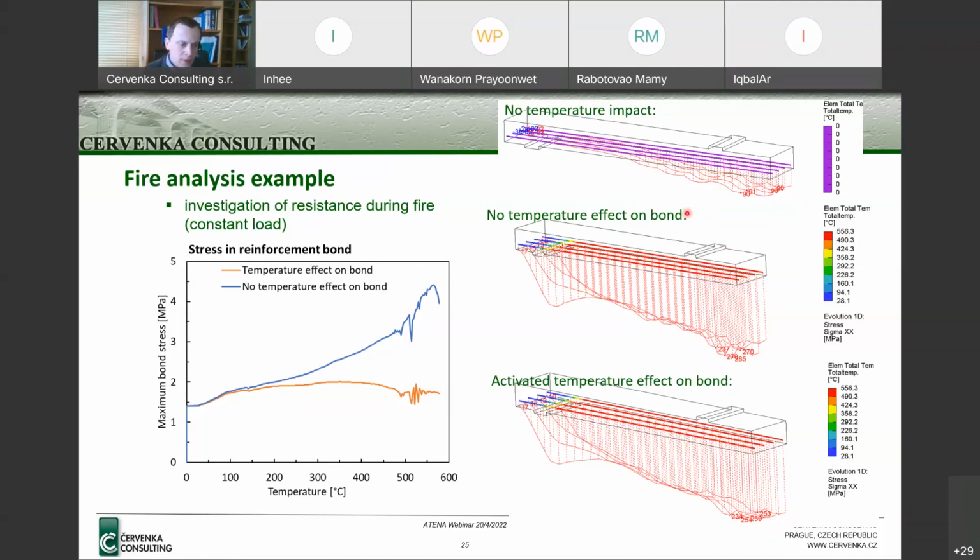Anyway, let's continue. So under normal cases, there would be about 90 megapascals in the reinforcement under the given load. If we simulate the fire impact and don't activate the bond temperature dependency, due to the reduction of the material properties, both for reinforcement and concrete, but excluding the bond, the stress in the reinforcement will increase to about 285 megapascals.